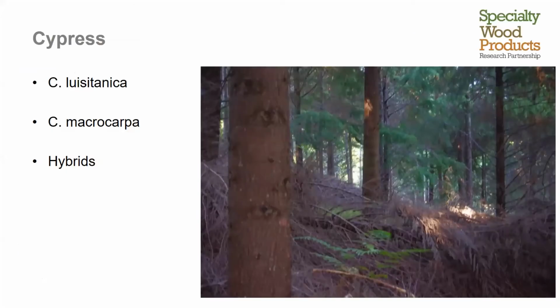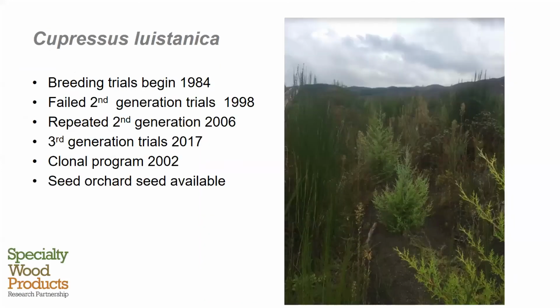Within the program, we're working on 3 species: Cupressus lusitanica, macrocarpa, and hybrids between those and a few others. Lusitanica breeding trials began in 1984. We had a second generation trial series fail in 1998, a combination of goats and a very low fertility site. So in 2006, we repeated the second generation, which led to a third generation of trials going in recently in 2017. Along the way, we ran a clonal program for lusitanica because cypresses are very amenable to propagation via cuttings.